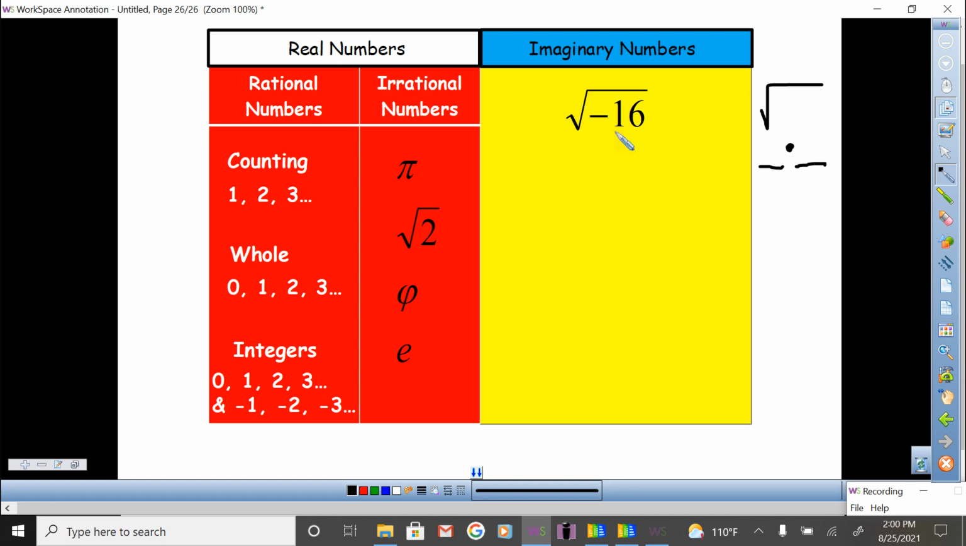And you're like, wait a minute. There's nothing times itself that gives us -16. Is that correct? Your brain wants to do -4 times 4, but no, it has to be the same number. So if there is none, that's why these numbers are known as imaginary.